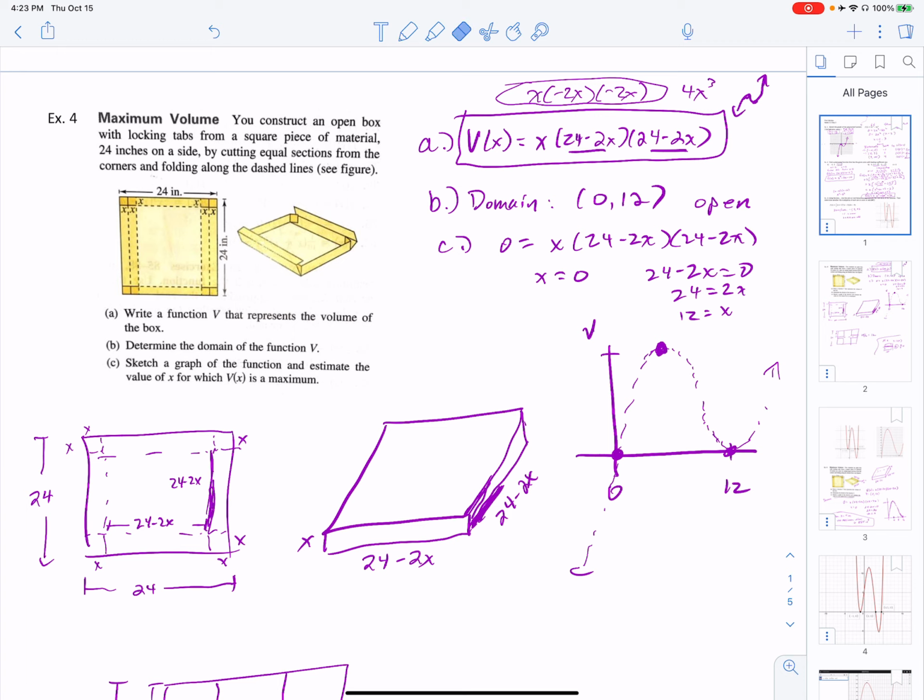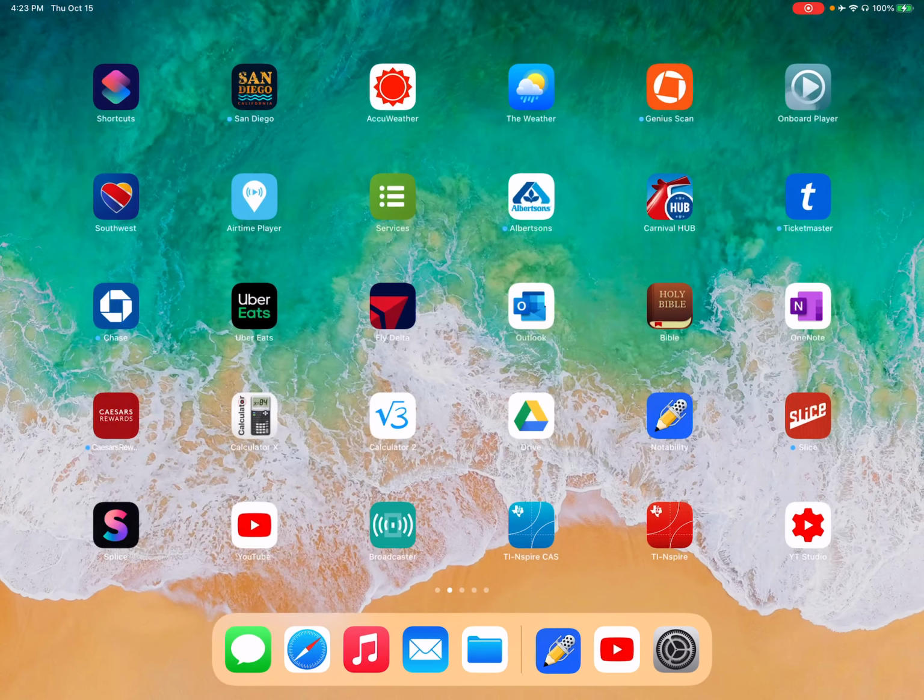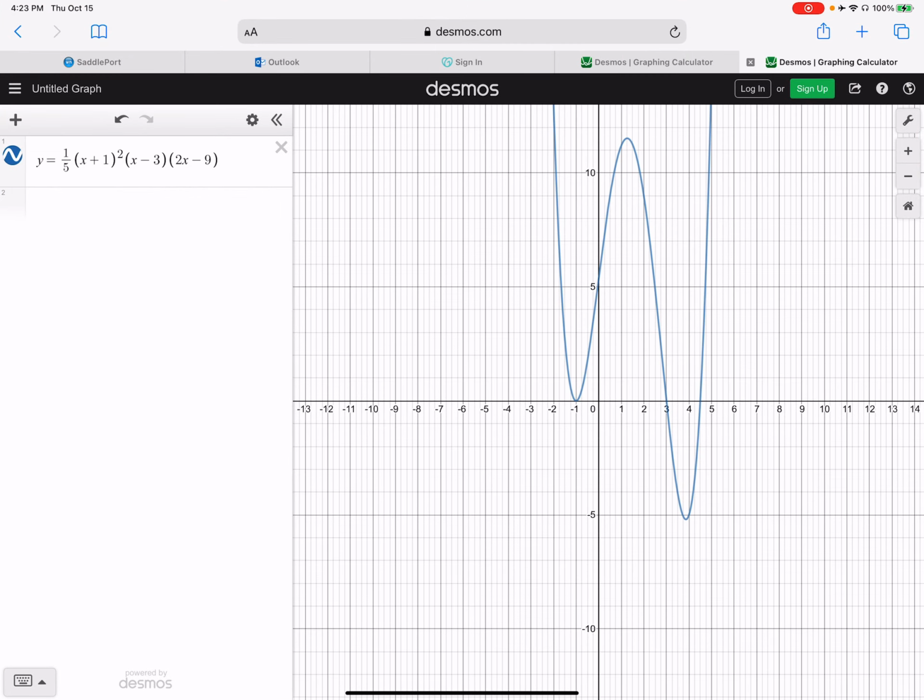And really the graph to the left and to the right doesn't really matter, because the domain is just 0 to 12. But yet we can look at the overall shape that we expect using end behavior to help us figure out what's happening there. So anyways, we need to go to Desmos and graph this. And this one's a little trickier when you go to Desmos.